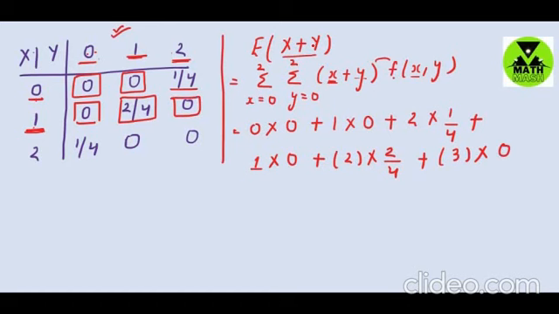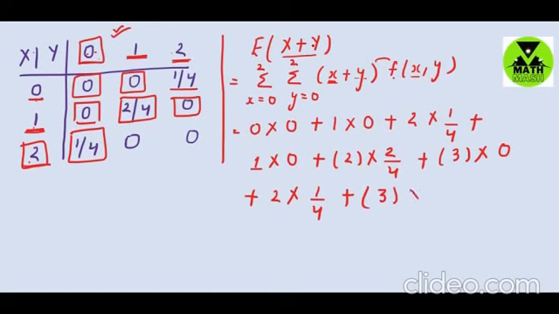So this is 0, plus x is 2, y is 0. So 2 plus 0 is 2, multiplied by their corresponding joint probability mass function, which is 1 by 4, plus 2 plus 1, that is when x is 2, y is 1. So this becomes 2 plus 1, 3, multiplied by the corresponding joint probability mass function, which is 0. So this is 0, plus when x is 2, y is 2. So 2 plus 2 is 4, multiplied by their corresponding joint probability mass function, which is 0.